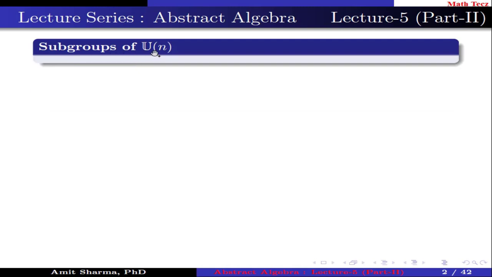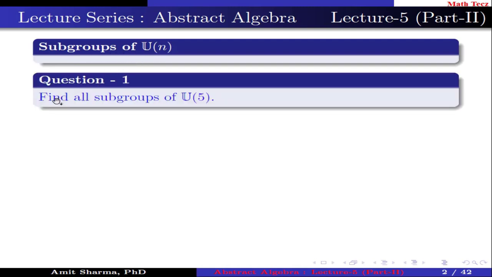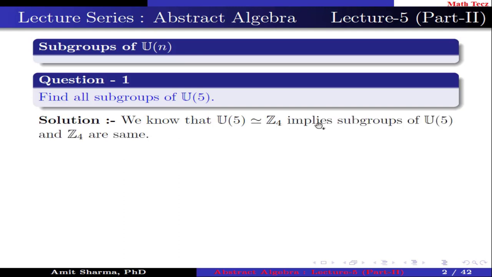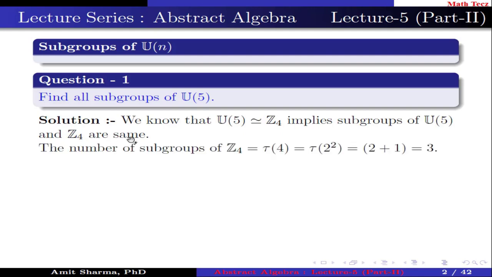Subgroups of U_n. Question number 1. Find all subgroups of U5. We know that U5 is isomorphic to Z4, which implies the subgroups of U5 and Z4 are the same. The number of subgroups of Z4 is tau(4), which is equal to 3.